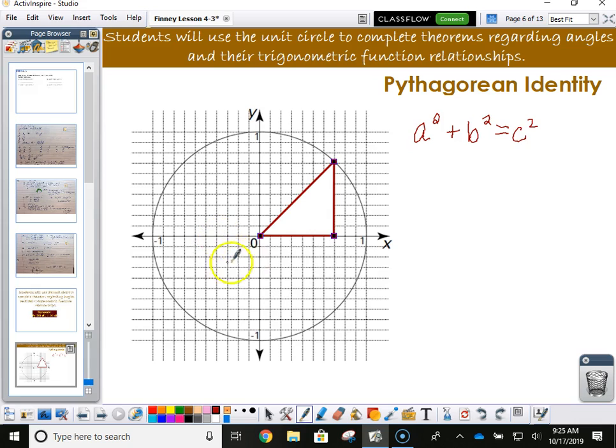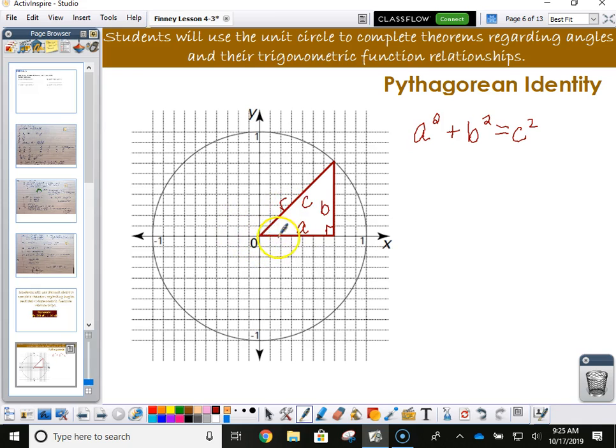In the right triangle we're told that a squared, which is one leg, plus the other leg squared equals c squared. What we've done is taken this right triangle and put it inside of a unit circle. So if it's inside of the unit circle, what do we know about the length of this? Well, that's our radius. So now we know a squared plus b squared equals r squared.